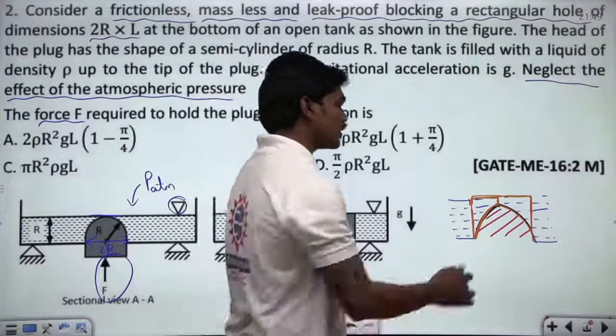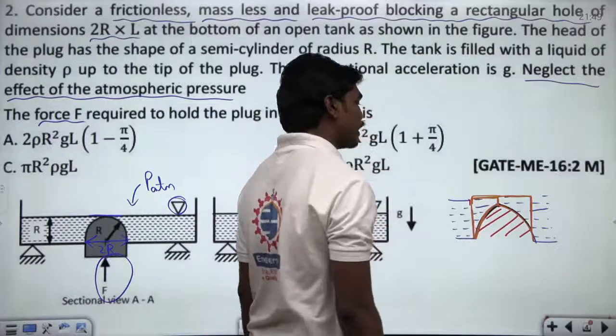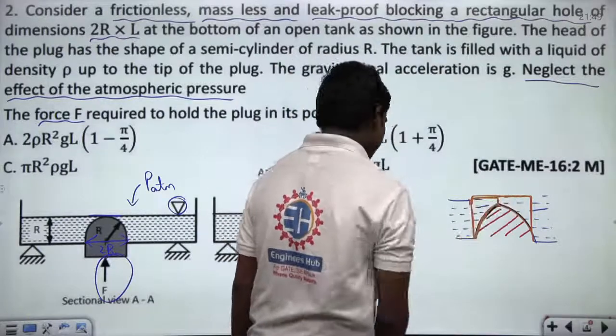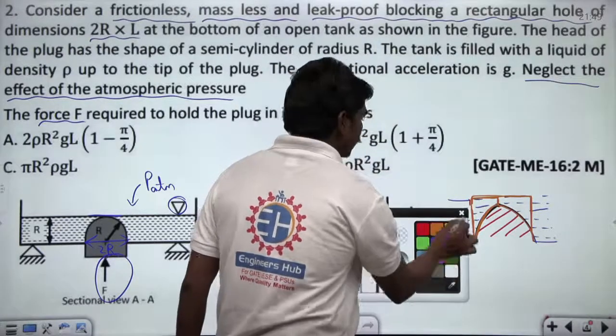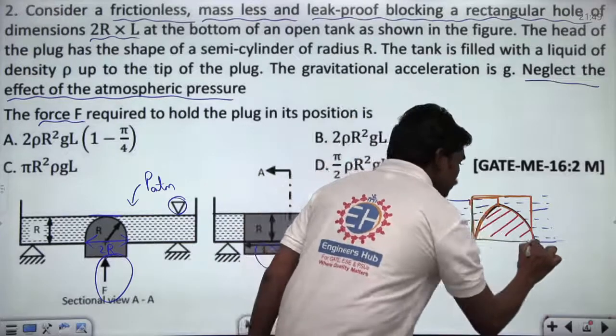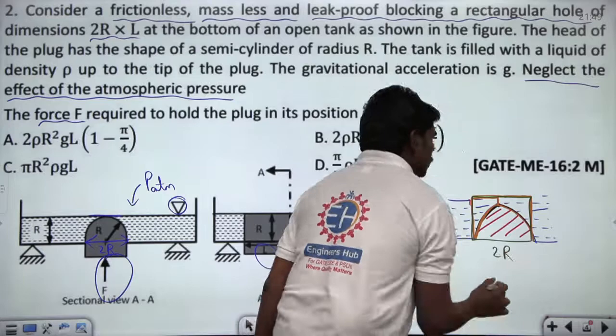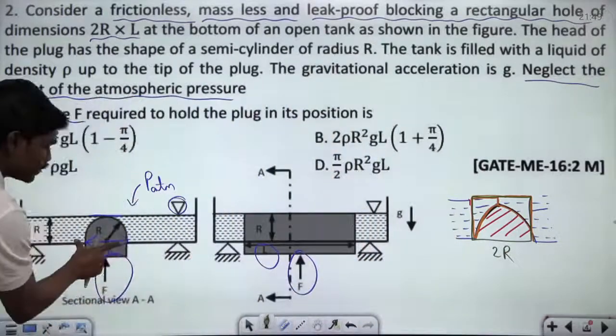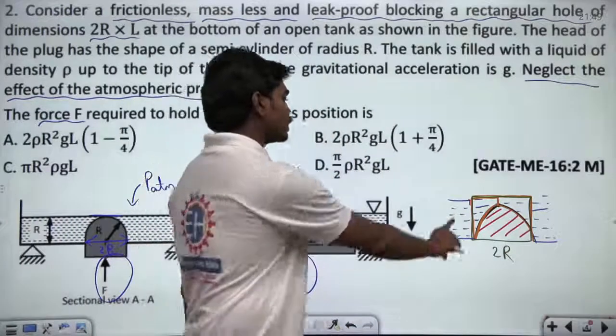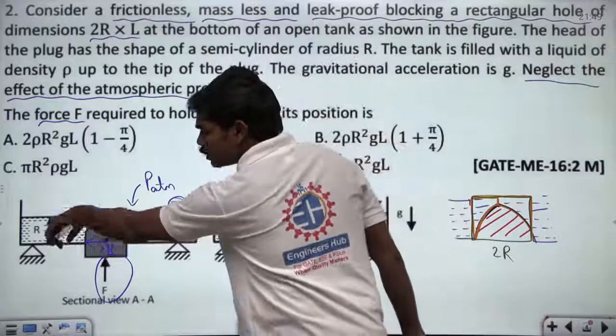So if you want to know the weight of the liquid above this plug, then we need to identify what this area is. Look carefully. If this total is 2r in length, because this is radius r, so this will be total 2r. Correct? And what is the height of this liquid? That should be given. This is given to a height of r.